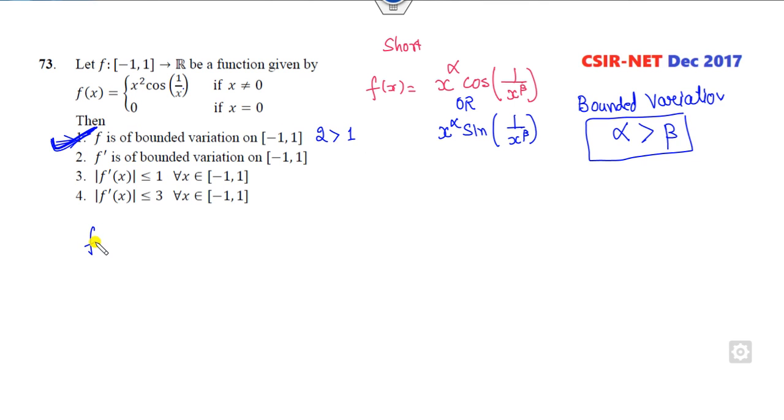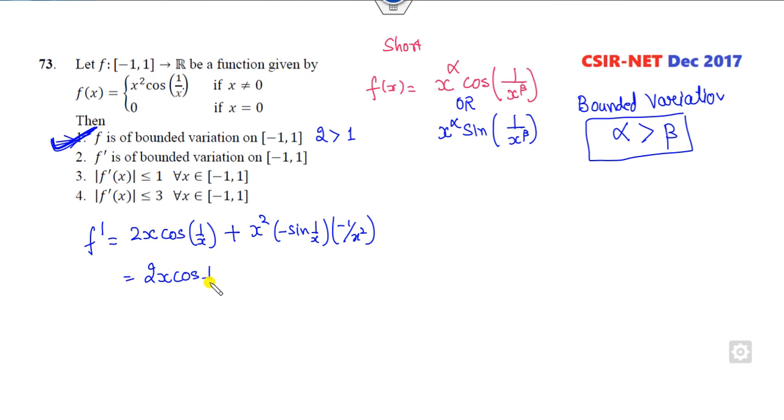You can check with the derivative. So we can find the derivative: 2x cos(1 by x) plus x square times the derivative of the cos, which is minus sine(1 by x) times minus 1 by x square. So it is 2x cos(1 by x), x square will be cancelled, minus minus plus sine(1 by x). Now here you can see it's a 1 which is not satisfied, it is not a bounded variation. Moreover, if I write here 0, again 0, and here 1, which is not bounded variation. So it is not bounded variation.